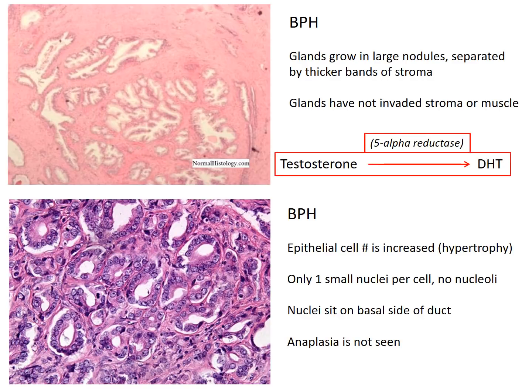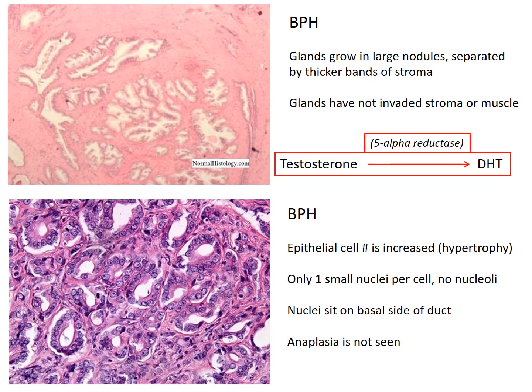So in BPH, the glands are growing in these nodules separated by the thicker bands of the stroma, but the glands are not invading the stroma. They're not invading that muscle. And this picture at the top is a nice example of the differentiation between the epithelial glands and the smooth muscle stroma in BPH.